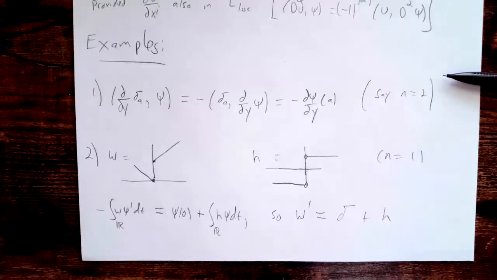So I didn't do every last detail, but I trust you can go from here to here. You're breaking up the domain from negative infinity to 0 and then 0 to positive infinity, using the fact that psi is C infinity with compact support.